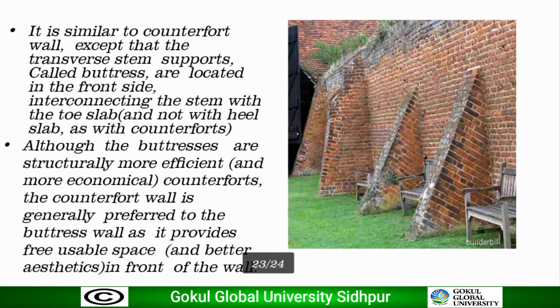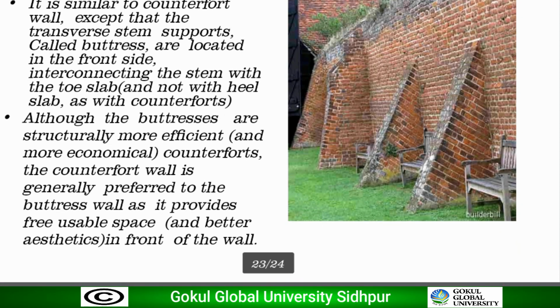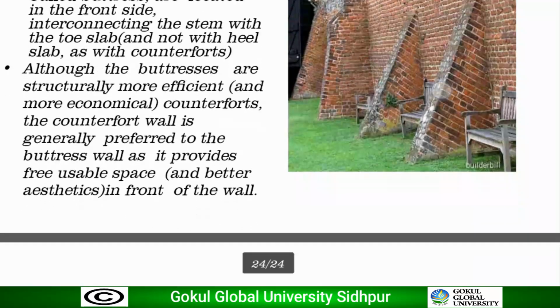And the last one is the buttress wall. A buttress wall is similar to a counterfort wall, except that the transverse stem supports, called buttresses, are located on the front side, interconnecting the stem with the toe slab. And although a buttress wall is provided, it gives free usable space.